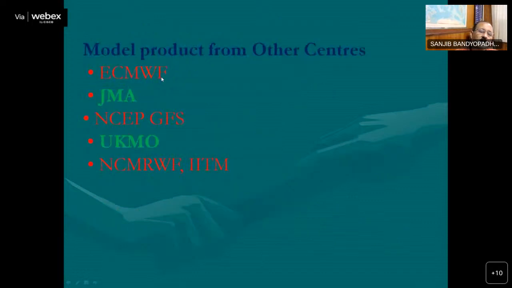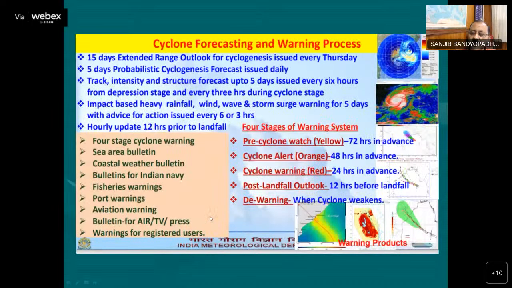Besides that, we are also seeing the output of the ECMWF, UKMO, NCEP, GFS, UCOMET, and within our MoES organization, NCMRWF and IITM input also. So the advantage of cyclone forecasting today is that we can assure everybody that at least 15 days in advance, we issue an outlook for cyclogenesis every Thursday, whether there is a chance of formation of any system in our bay. We give this extended range outlook weekly for 15 days every Thursday.